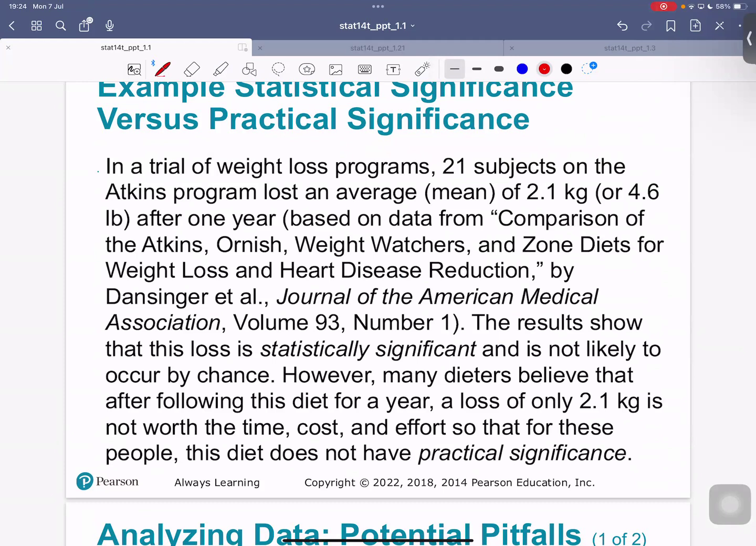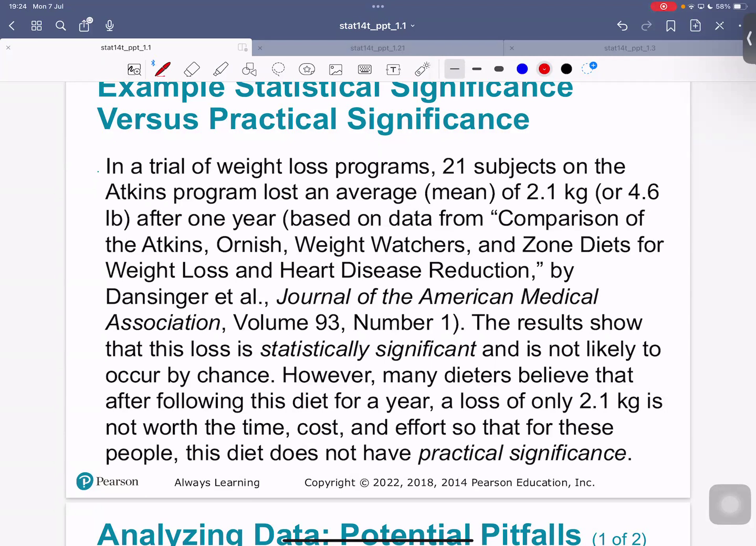So the mean here means that we add all the results. For example, the first person lost 1 kilogram, the second person lost 3 kilograms, we add them and divide by 2, right? That's for 2 people, and in this case we do it for 21 people. And the thing is, the weight loss here wasn't random.